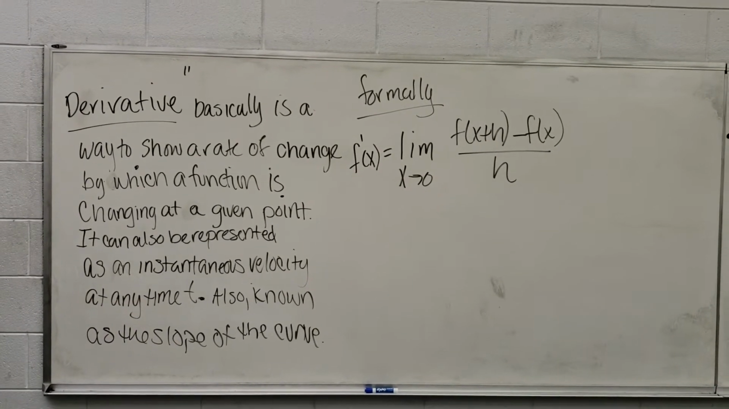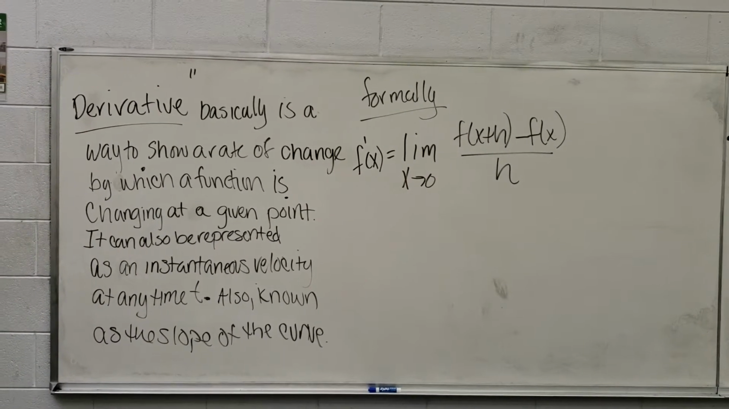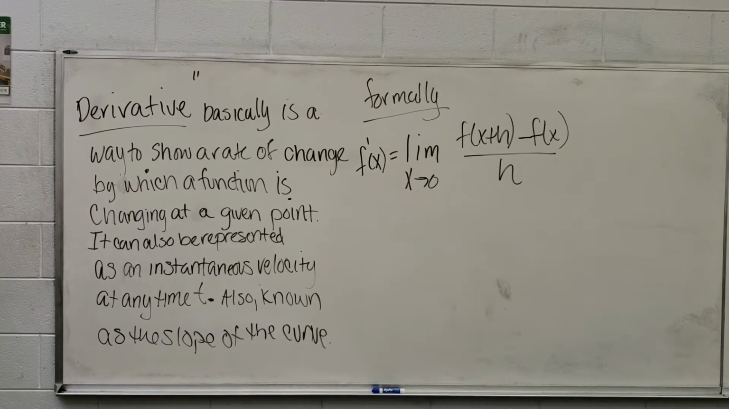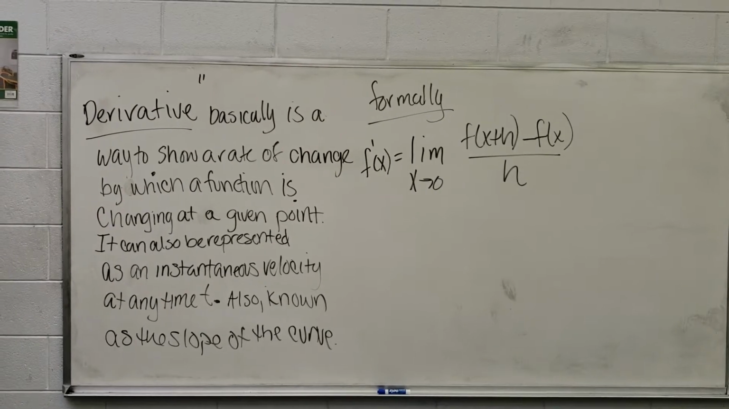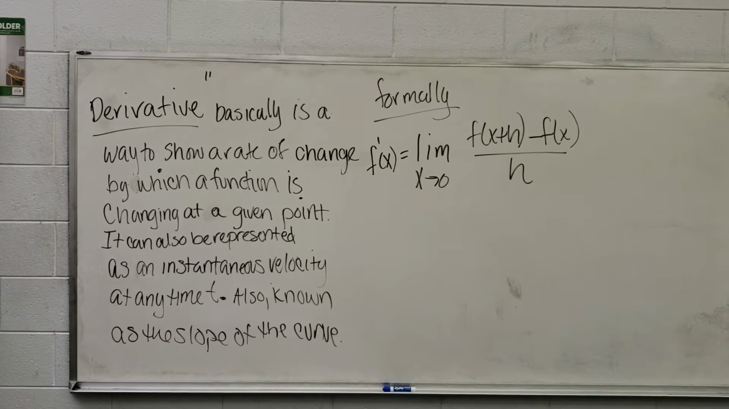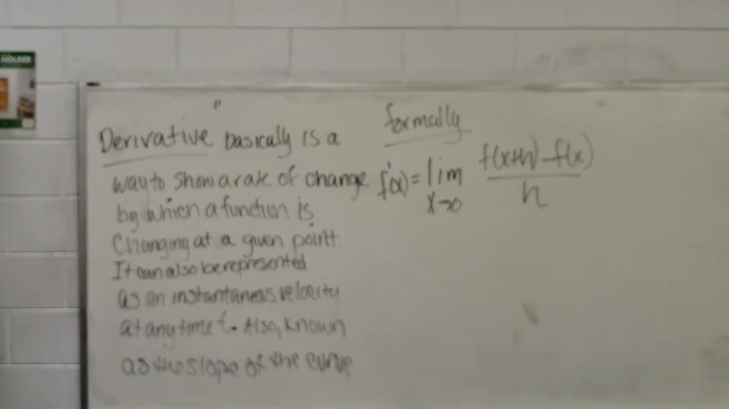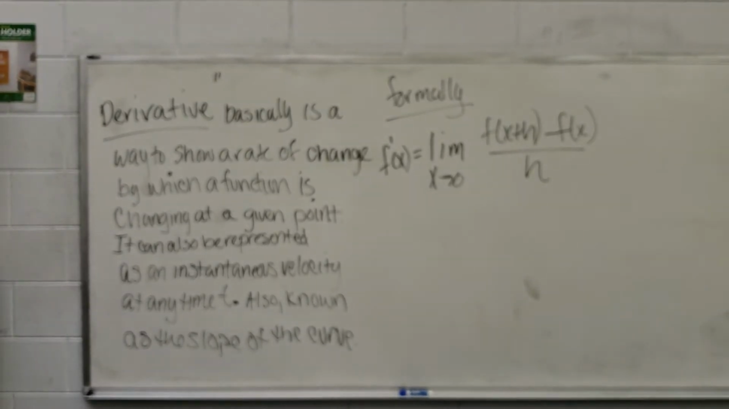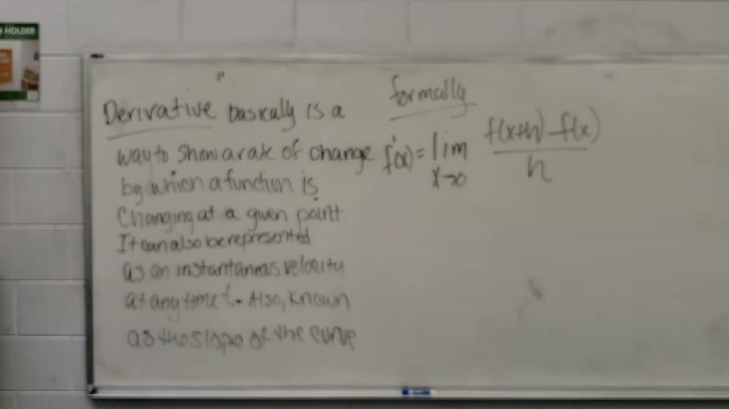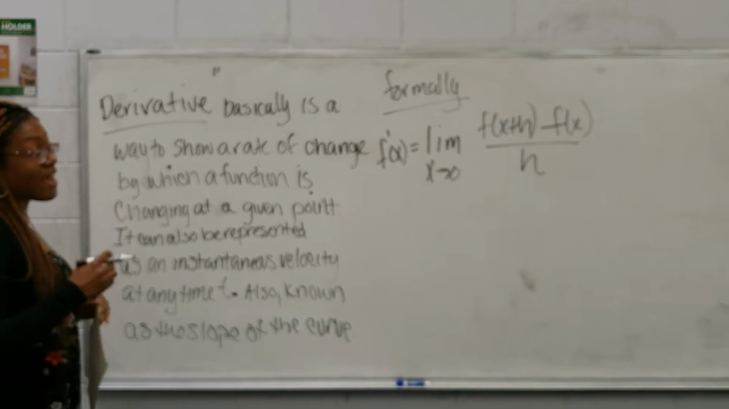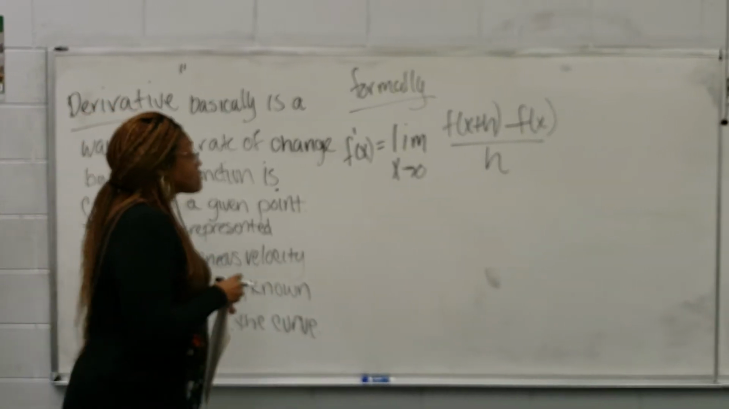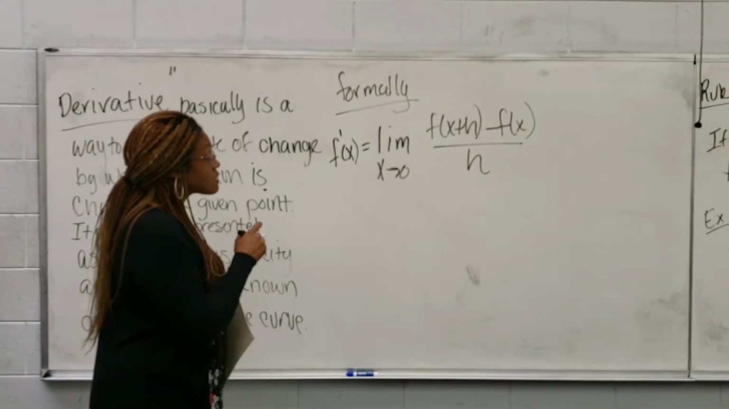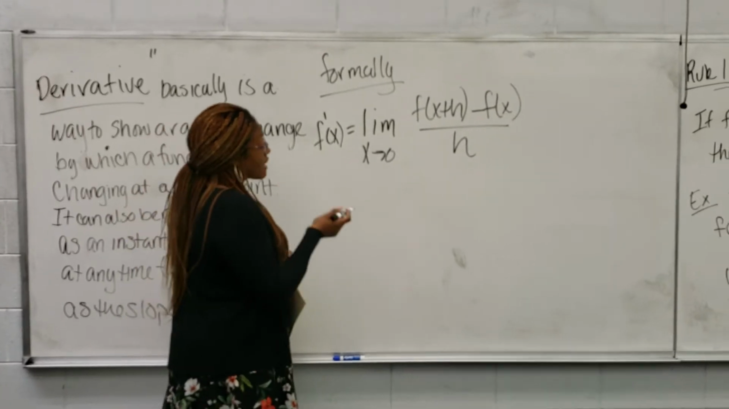This video is on derivatives. A derivative is basically a way to show the rate of change by which a function is changing at a given point. It can also be represented as an instantaneous velocity at any time t, and is also known as the slope of a curve. The formal definition says the limit as h approaches 0 of f of x plus h minus f of x, divided by h.